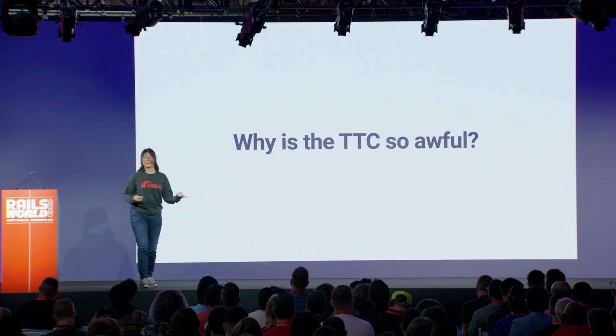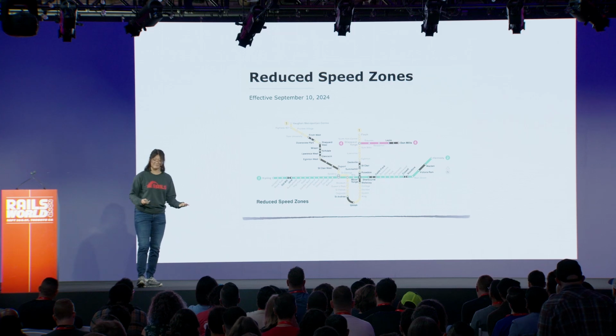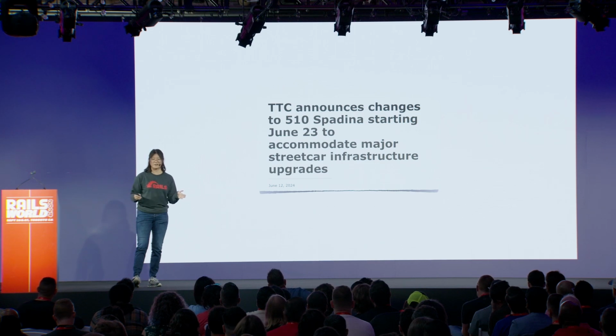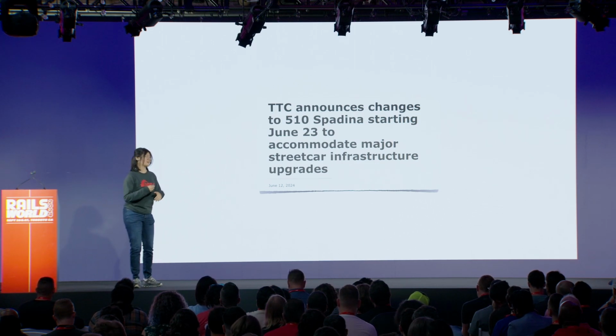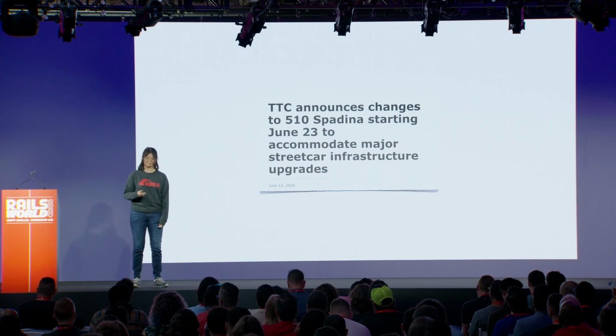Let's go back to why the TTC is so awful. One reason why there are so many delays currently is that there are reduced speed zones. This is because maintenance has been neglected to a point where track repair is required in those areas, and it's just unsafe to go at a normal speed. And the busiest streetcar line in the city is closed from June this year to the end of the year for track and electrical upgrades. And the replacement buses for them are a lot slower, especially during rush hour. The TTC lives by doing big repair and upgrade projects when they have to, and relies on quick Band-Aid fixes to keep on running.